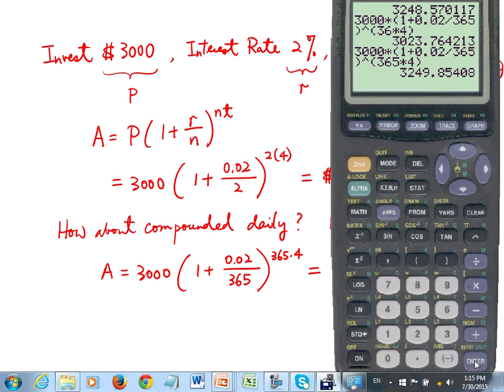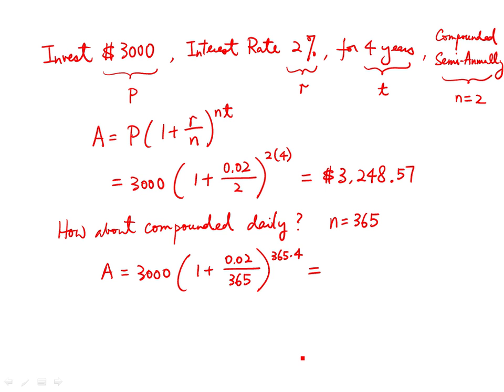And round it to the nearest cents. What is that supposed to be? 3249 point what? 85. We don't need to round up. Now, sometimes we do need to round up, so make sure you take a look at that carefully. So that will give me 3,249.85.